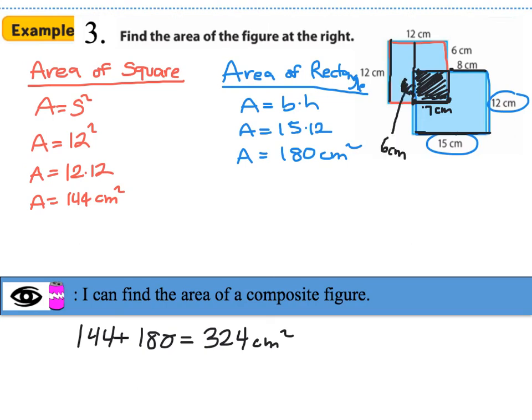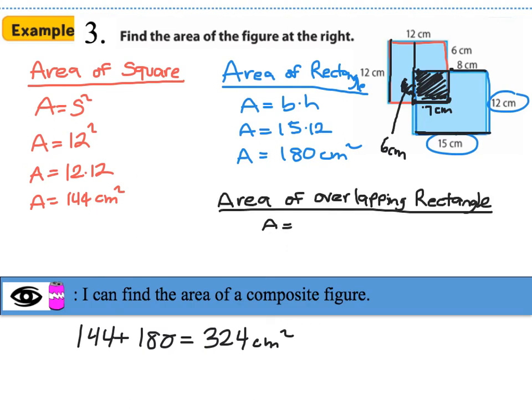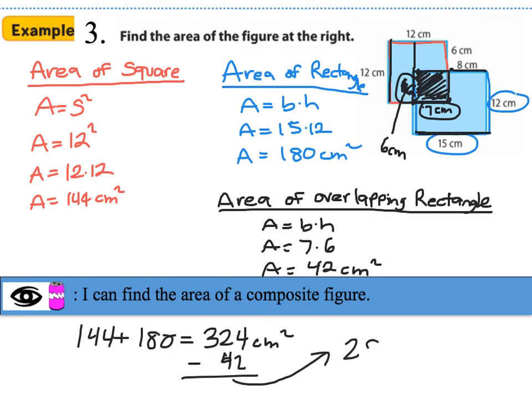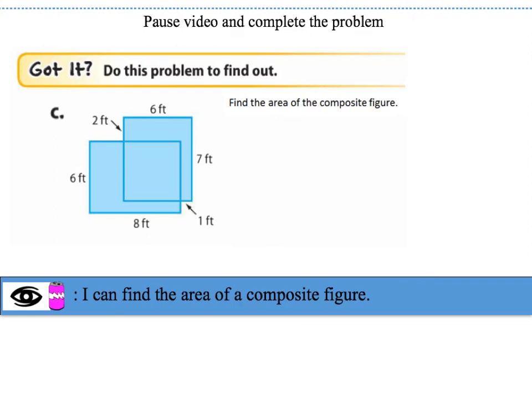So let's find the area of the overlapping region. So let's use area is equal to base times height. The base would be 7 centimeters. The height would be 6 centimeters. So the area of the overlapping region would be 42 centimeters squared. So now let's take that away from our total. I'm going to subtract 42 centimeters squared from 324 centimeters squared. And when I do the math, I get 282 centimeters squared. So you have to make sure you take out the overlapping region. So pause the video and complete the got it problem, and we'll discuss the answer in class tomorrow.